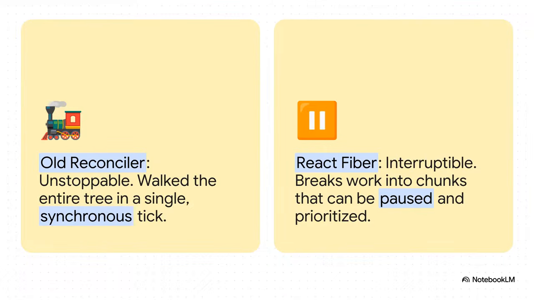Fiber, it's completely different. It's interruptible. Now, React can start working on a big low-priority update, but if you, the user, click a button, React can literally pause that work, handle your click immediately, and then go back to what it was doing. It's an absolute game changer for creating smooth, responsive UIs.